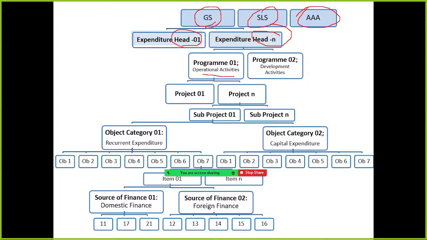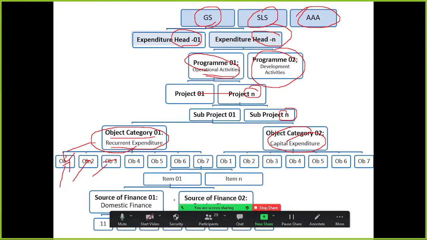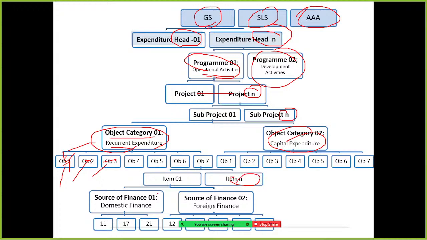Under each head there are two programs: operational activities and development activities. Again, each program consists of projects. There are a number of projects. So one project consists of a number of sub projects, and each sub project has object categories. So it has recurrent expenditure and capital expenditure, and again it has different objects: salary, for example, supply, maintenance, like that. Each object has its items, item 1 to n, and each item has a source of funding, where the fund is coming from. Whether it's coming from public domestic finance or foreign finance.